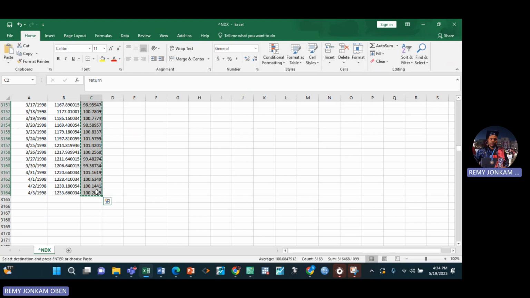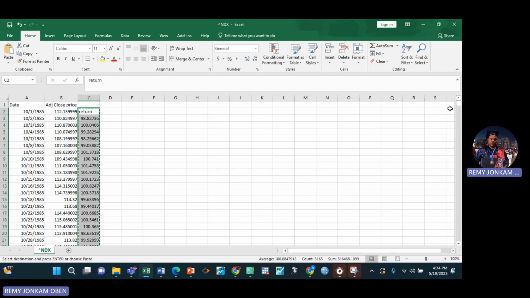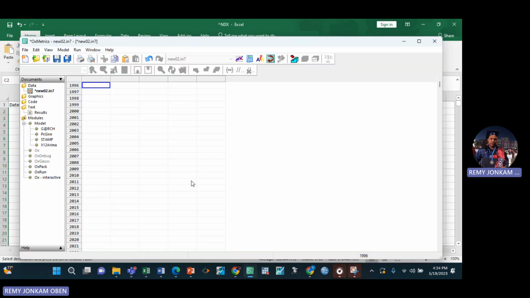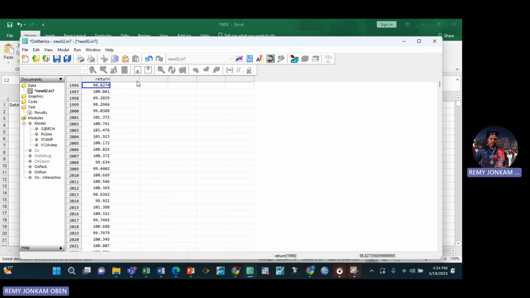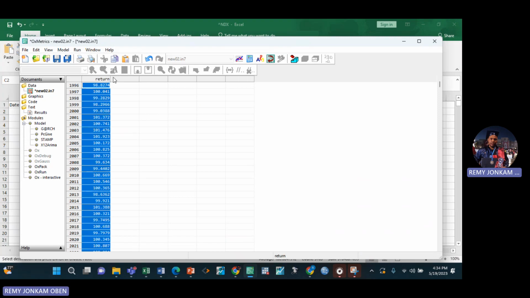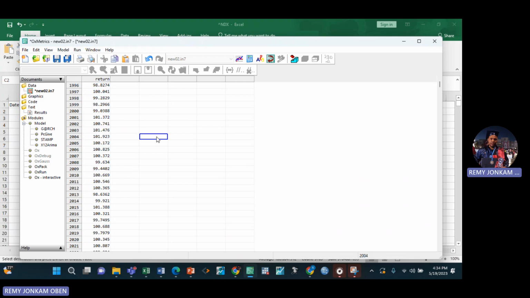I just copy my return series and paste it on Osmetrics. Just Control V, you can paste. So you see, if I paste it, the title is also there, the heading. So when copying the data, copy it with the heading as well and paste it. So now we have our data on Osmetrics. This is our data.